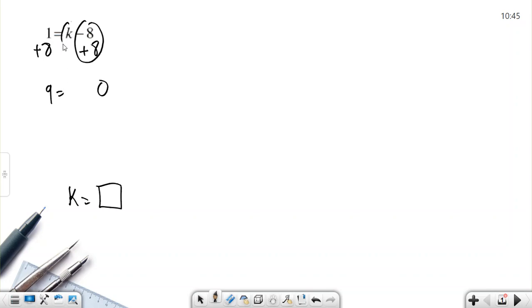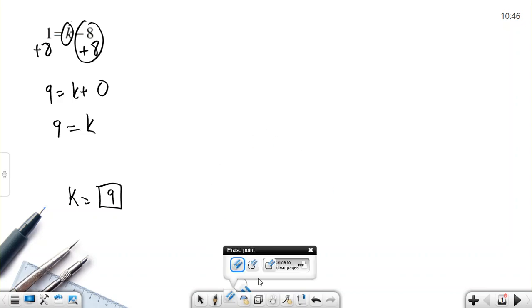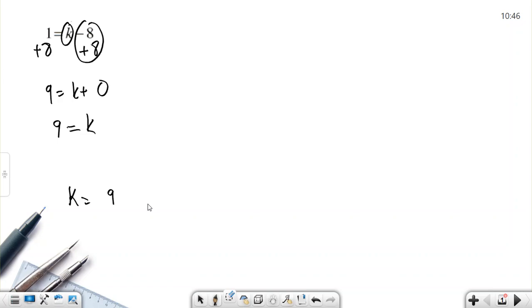9 is equal to k plus 0. What is k plus 0? Any number plus 0 will be the number itself. So 9 equals k. If 9 equals k, I can say k is equal to 9. So I found the value of k. What is k? k is equal to 9.